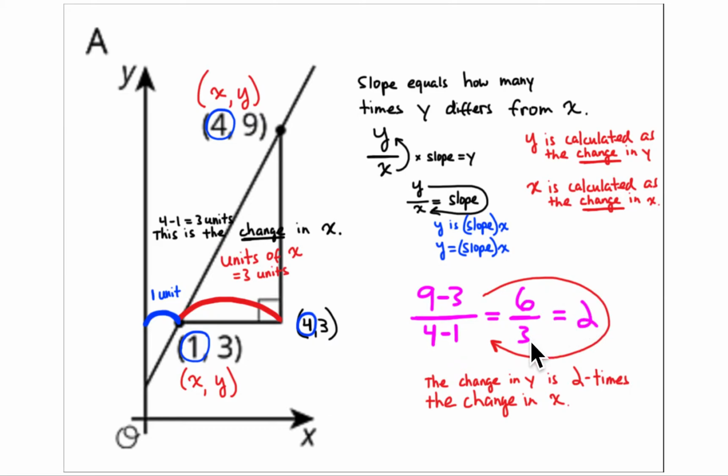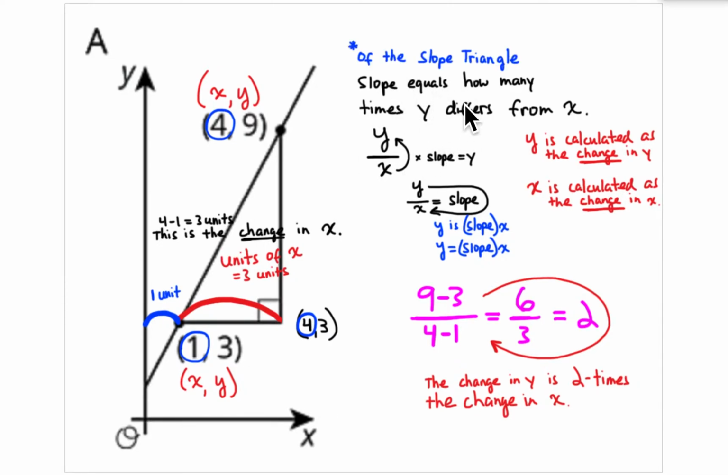So 2 times that 3 tells you that you need 2 of those 3's to equal 6. The change in y is twice the amount of the change in x. So this is twice as long as this x value along this axis. You need 2 times this length, which is 3, to equal this length, which is 6.